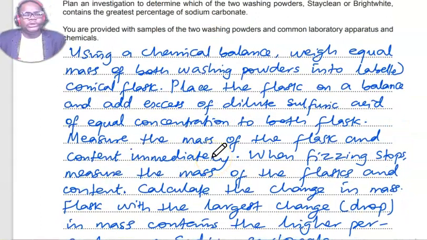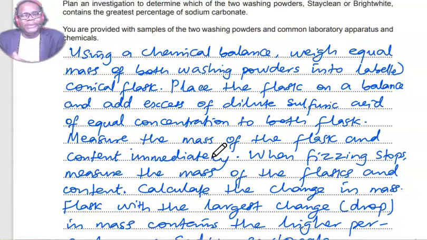Having brainstormed on what to do, let's start to plan the experiment. You can use a chemical balance to measure equal mass of the washing powder into a labeled conical flask. Place the flask on a balance and add excess dilute sulfuric acid of equal concentration to both flasks. This will keep your experiment fair. As you are explaining, you are mentioning the apparatus that you need to carry out the experiment.